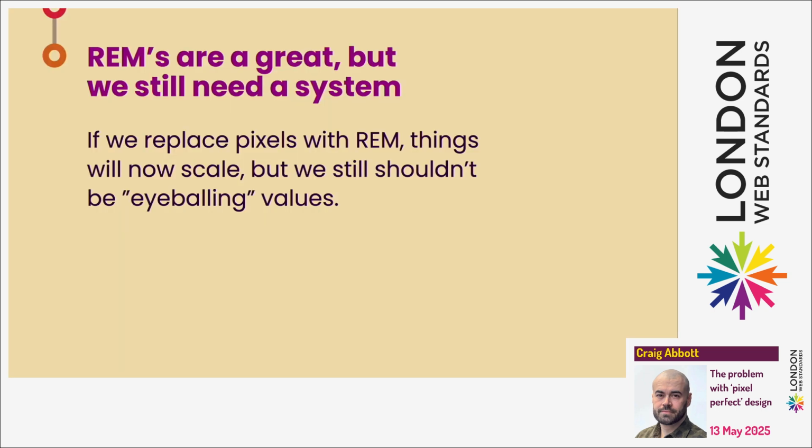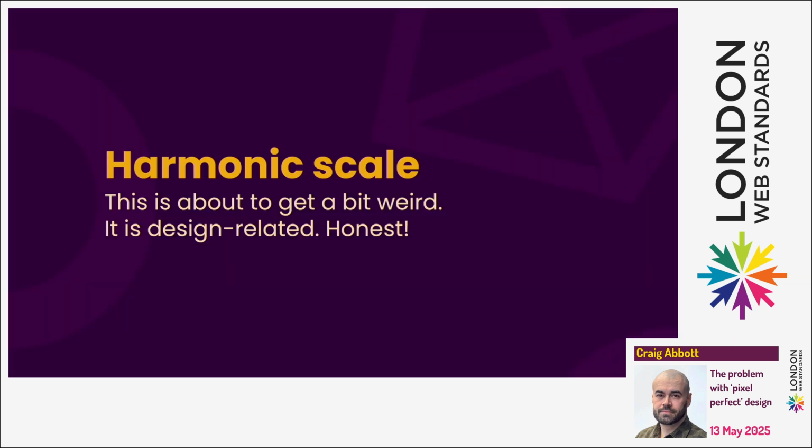And rems are great, but we still need a system. So we can replace pixels with rems and things will scale, but we still shouldn't just be sitting squinting at Figma and eyeballing values and just going, well, I think that's about 2 rems. We still need a system in place. So I'm going to talk a little bit about harmonic scale. And this is about to get a little bit weird, but it is design related, I promise.